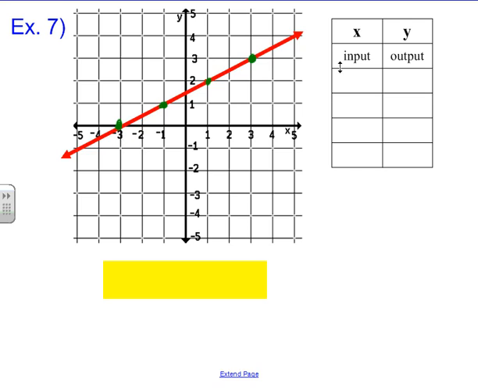So let's take an input here of -3. At -3, it's going to be 0. At -1, it's going to be +1. At +1, it's going to be +2. And at +3, it's going to be 3. That's where we're going to stop, and hopefully you have a better understanding of how an equation can represent a function.